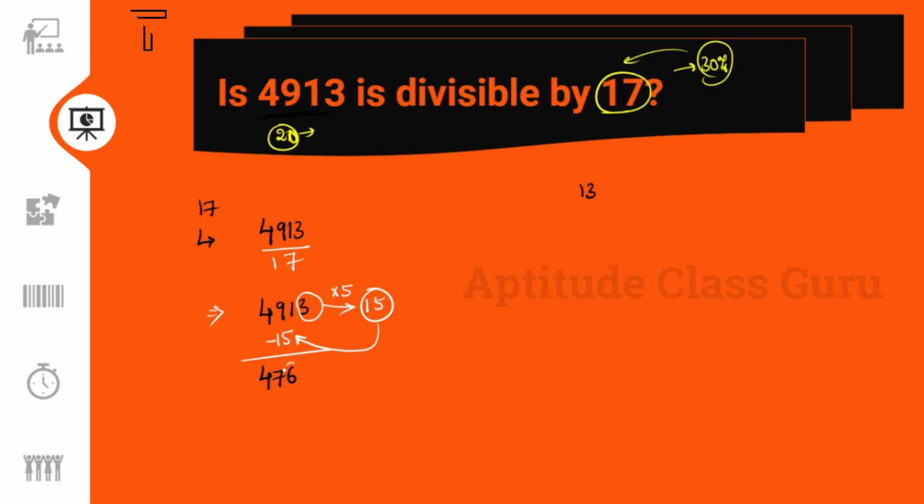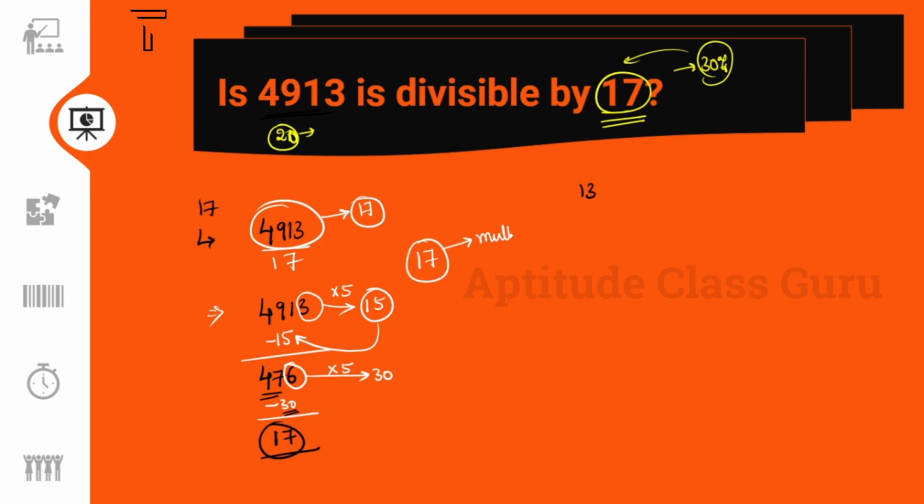Again, discard this 6 and multiply it by 5, and we get 30, and subtract this 30 from the remaining number. We are left with 47, and 47 minus 30 is 17. So we are left with 17. 17 is divisible by 17, so the total number 4913 is divisible by 17 also. So after this process, if you obtain a multiple of 17 as your answer, the total number will be divisible by 17. Or if you get 0, it is also divisible by 17.